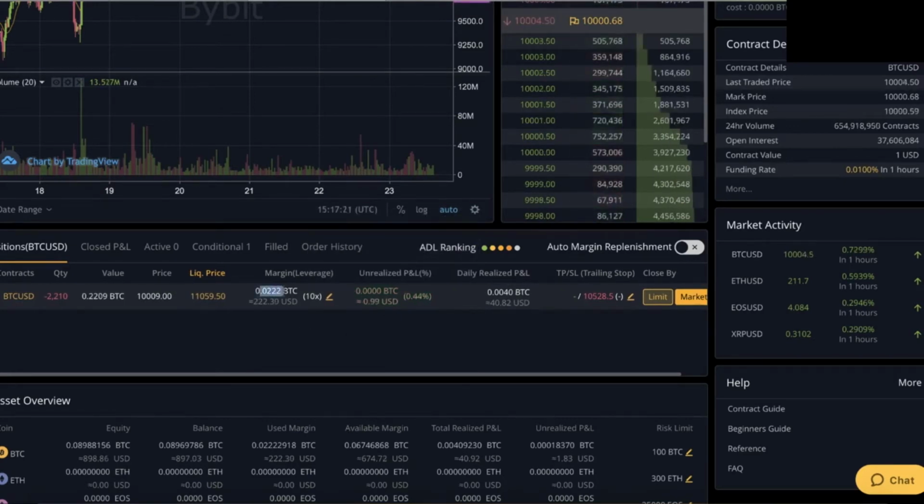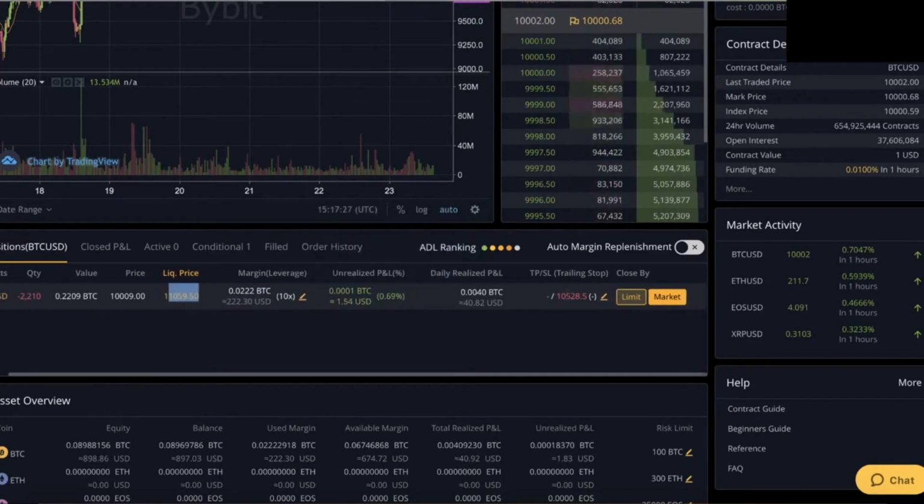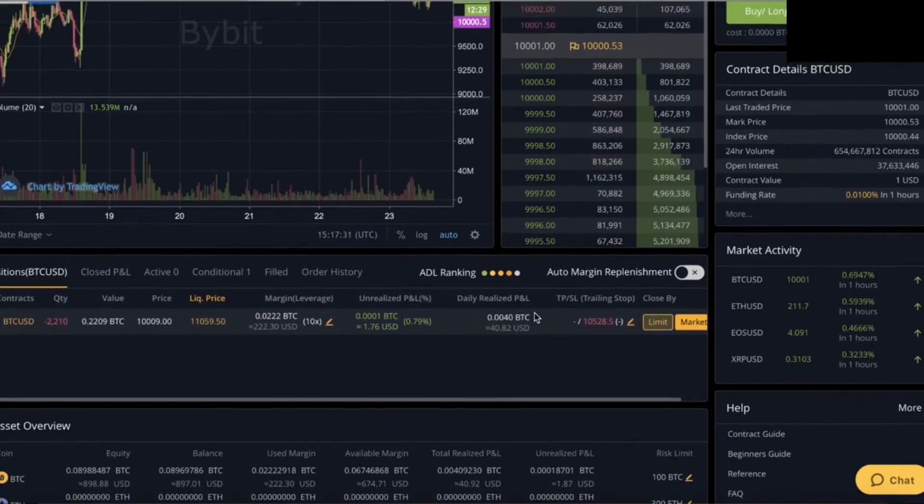It's telling me how much of my balance is being used in this trade, $222. It's telling me what my liquidation point is. It's also telling me what my stop loss is placed at. All of that working like an absolute beauty.